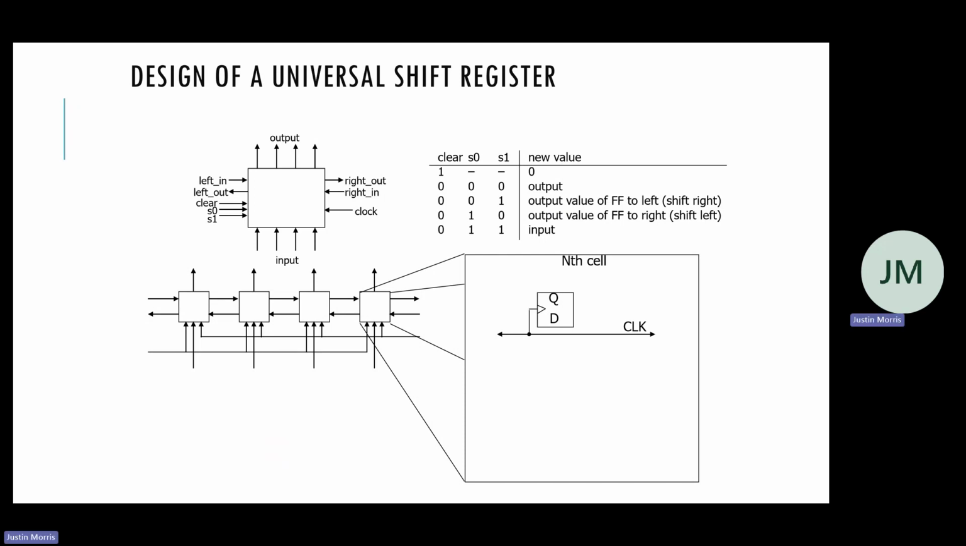And then if I have clear is 0 and S0, S1 is 1, 1, then rather than zeroing out all my registers, I'll load in whatever's on the input to all of them. So here's what it's going to look like.